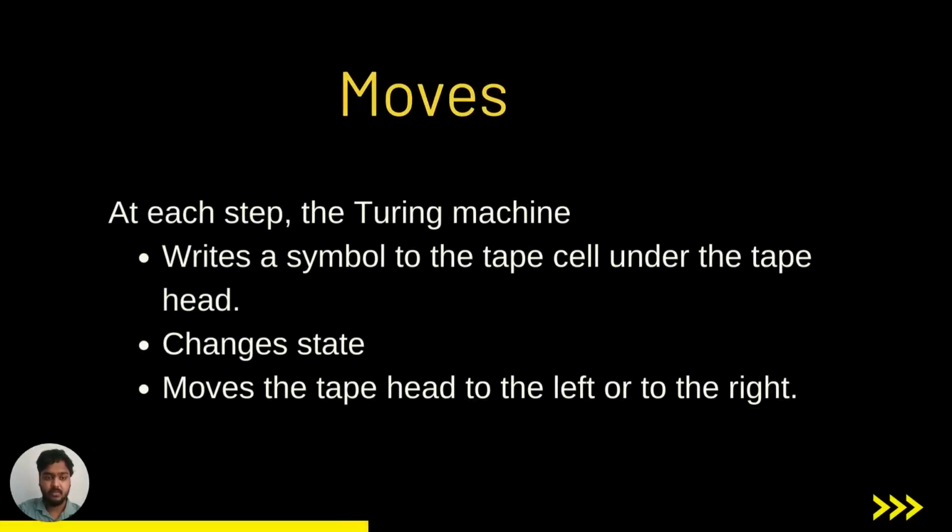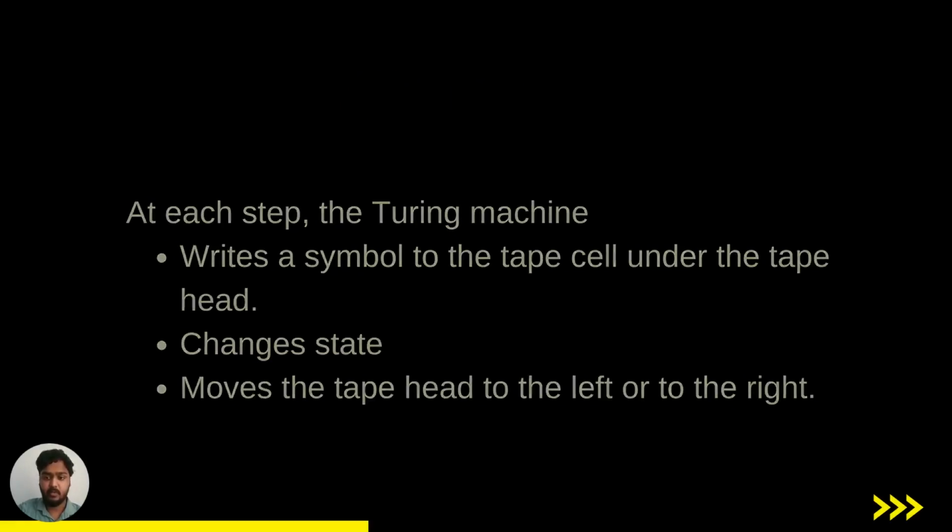Moves. At each step, the Turing machine writes a symbol to the tape under the tape head, changes the state, and finally moves the tape head to the left or right. Also, there is an exception in the Turing machine, that is, it can't accept epsilon or lambda. Also, in almost all cases, n will be greater than or equal to 1, but never equal to 0.